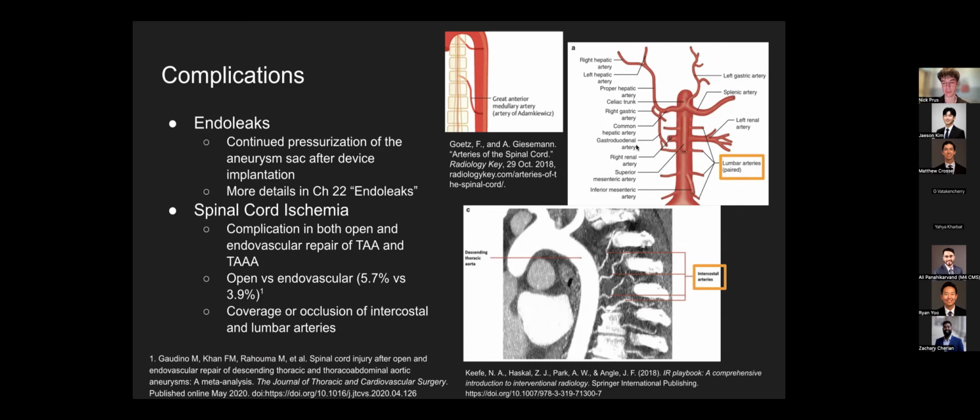These images are taken from an earlier IR Playbook chapter. So the lumbar arteries arise off of the abdominal aorta, intercostal off the thoracic. They give off branches that supply the spinal cord. So if the graft is covering them up, then the spinal cord can become ischemic if there's a lack of blood flow. And then, of course, the artery of Adamkiewicz, a very important artery to know, becomes very relevant when discussing bronchial artery embolization.